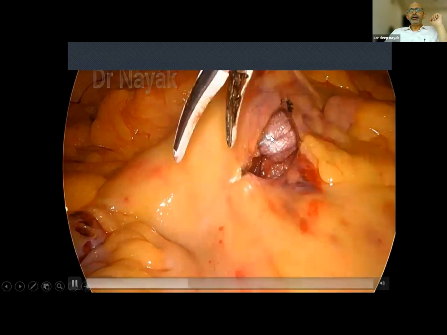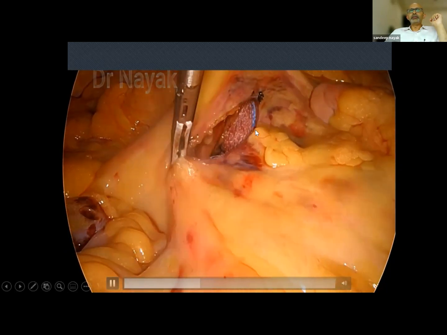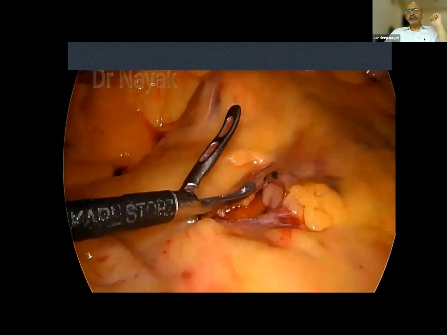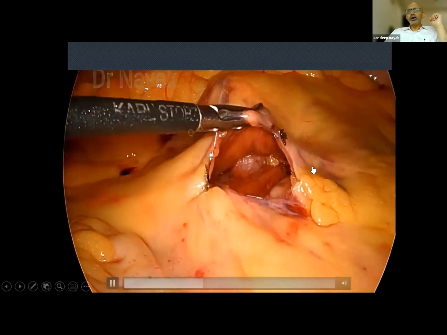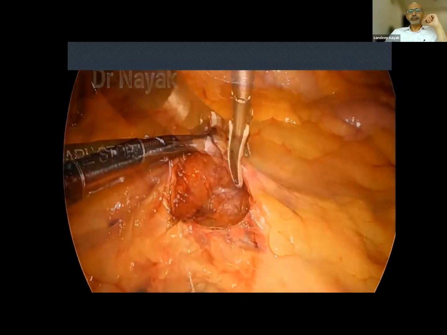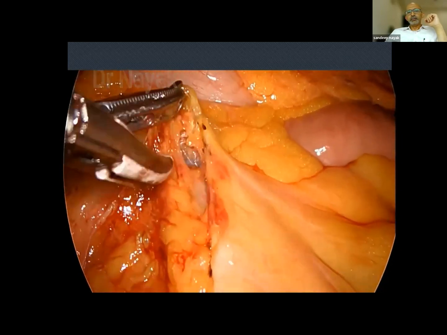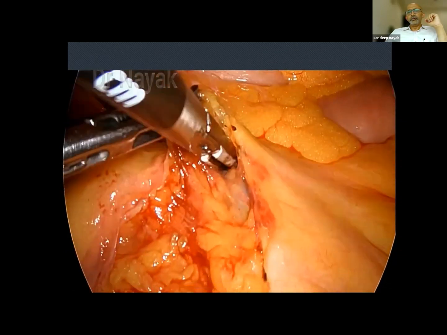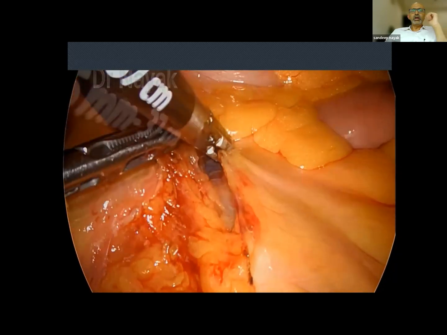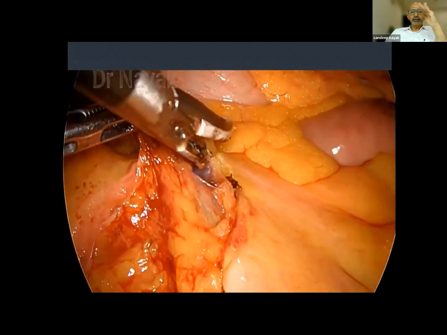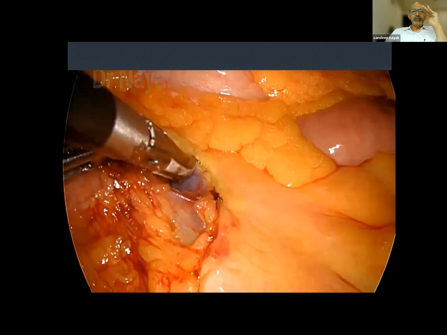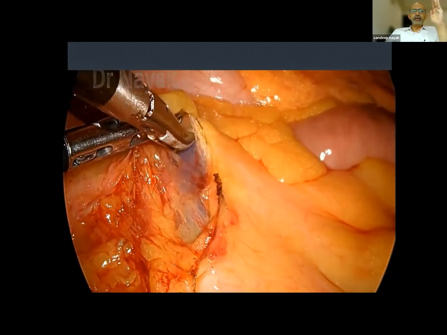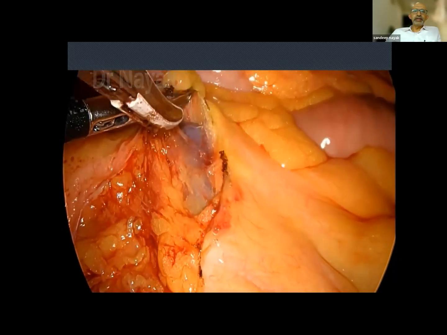So the moment you score it, you see the gauze which has already been kept over there. So next aim is to reach the origin of the vessels. As you go medially along the ileocolic vessels, you will see that the vein is usually anterior. So you trace it medially, you will find the supramesenteric vein.